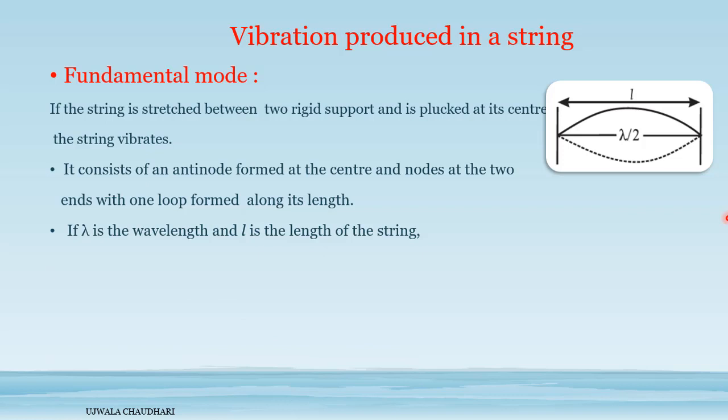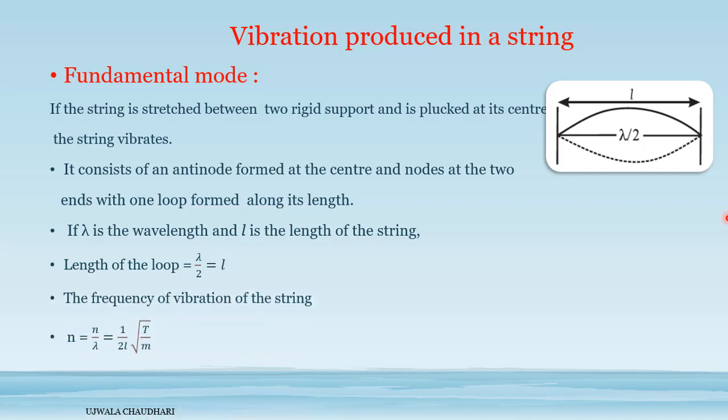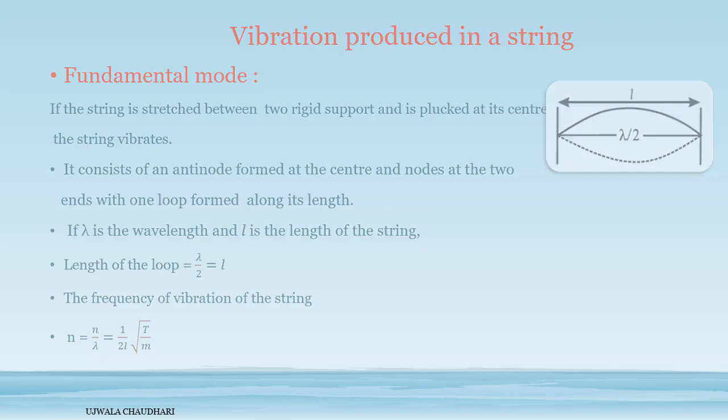If lambda is the wavelength and L is the length of the string, then the length of the loop, that is lambda by 2, is equal to L. So the frequency of the vibrating string here is n equal to V upon lambda, that is equal to 1 upon 2L root T by m.